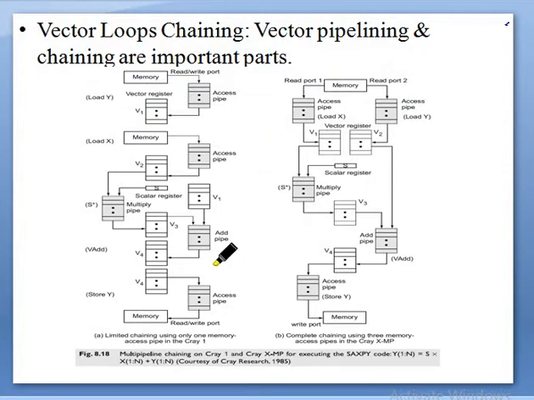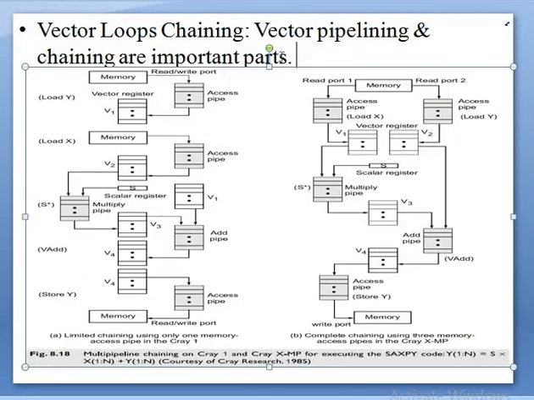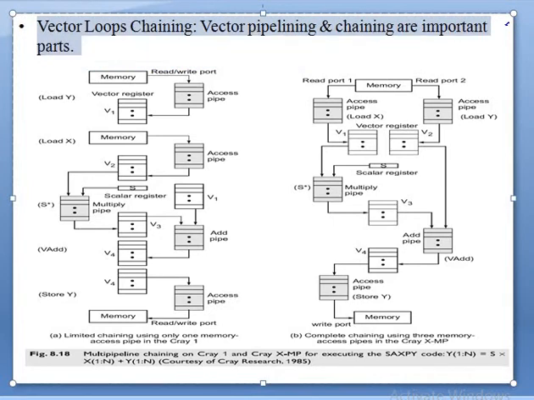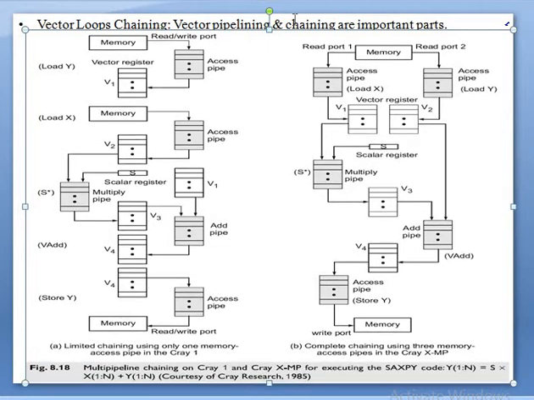So see here, I hope the diagram is clearly visible now. See the flow. What is the first operation? Load y, because it is a free vector. So from memory, through the access pipe, get the data and store it in a vector register. Remember, it is not a memory, it is a vector register set. So the first operation is done.